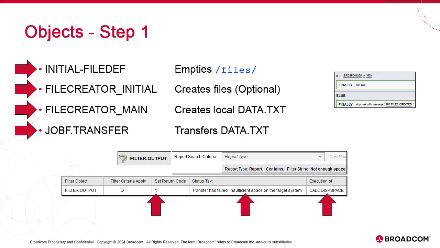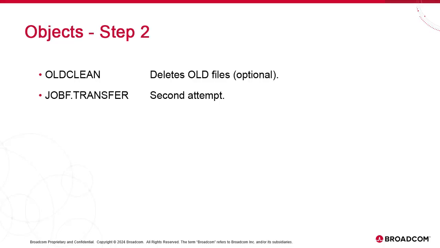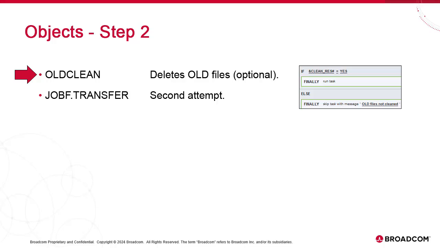Step 2 is the first remediation phase. An optional job deletes the archives in /files. The transfer is attempted a second time.